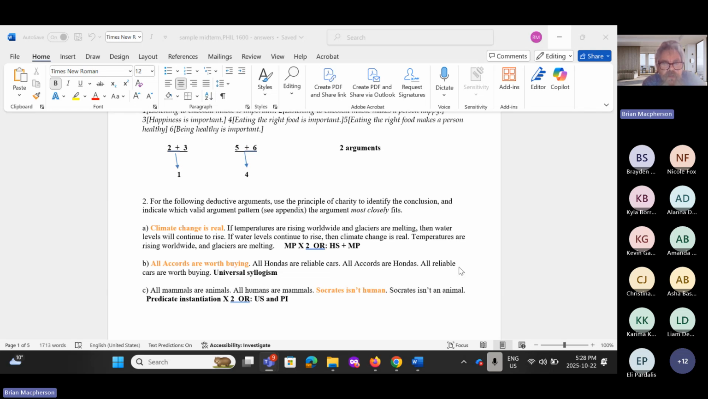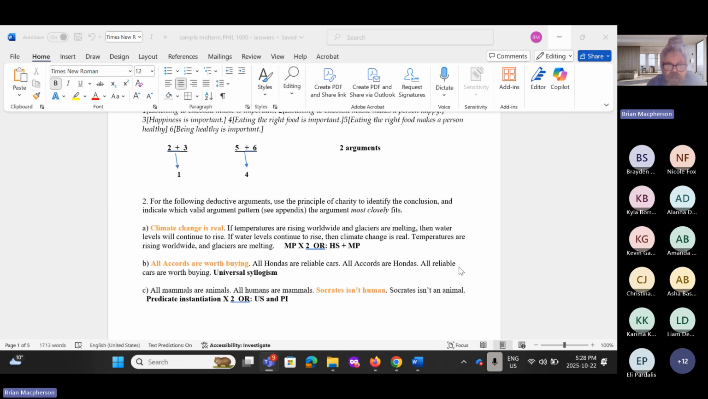Climate change is real. If temperatures are rising worldwide and glaciers are melting, then water levels will continue to rise. If water levels continue to rise, then climate change is real. So it follows: if you then add the premise that temperatures are rising worldwide and glaciers are melting, those are the antecedents of the two conditionals. So then you can infer the consequent of the two conditionals, which is that climate change is real. So that's how it works.